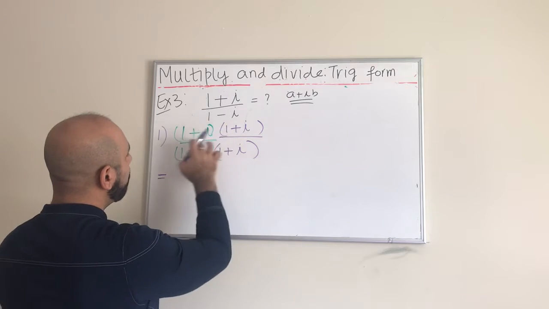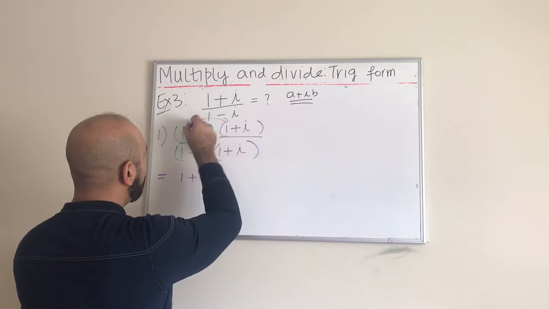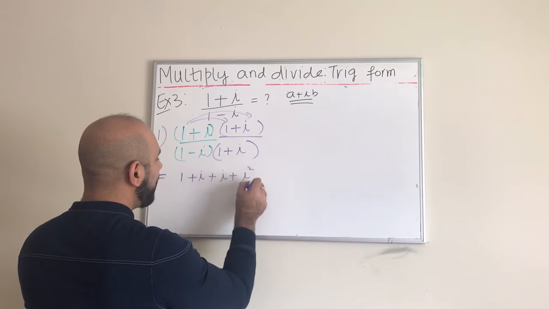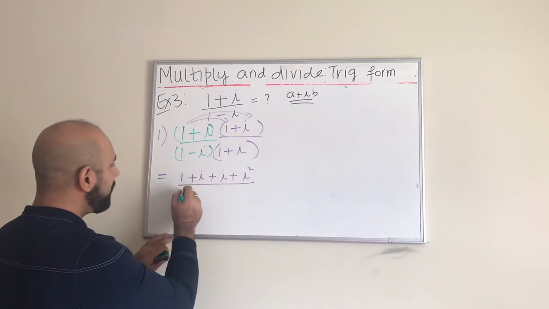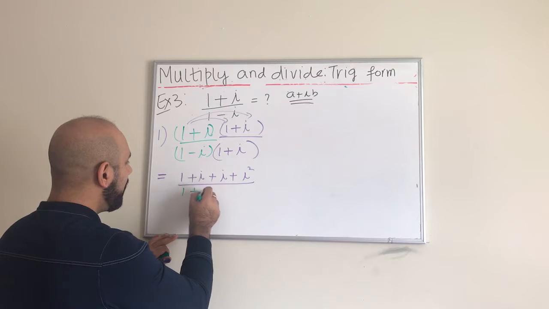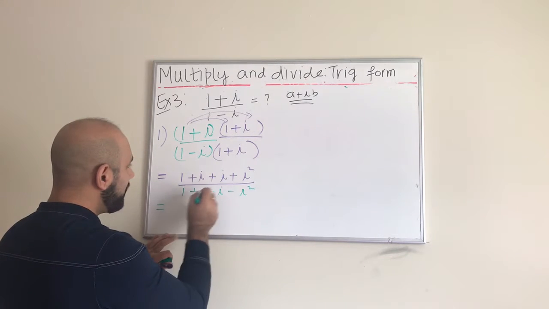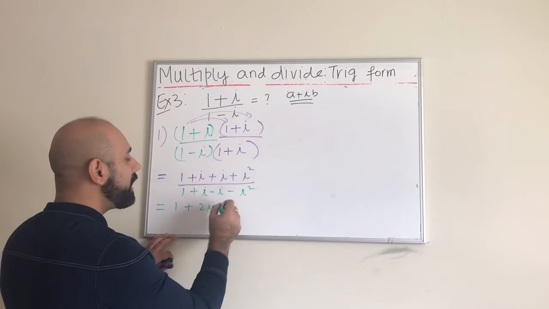Simplifying further, this would mean we can distribute it. It's going to be 1 plus i plus, so I like to draw those arrows, 1 again, i, and i times i is i squared. So I'm going to write that i squared here. And in the denominator, when I multiply everything out, it's going to be 1 plus i minus i and negative i squared. Guys, if I simplify further, this is going to be 1 plus 2i, i plus i is 2i, i squared is negative 1.